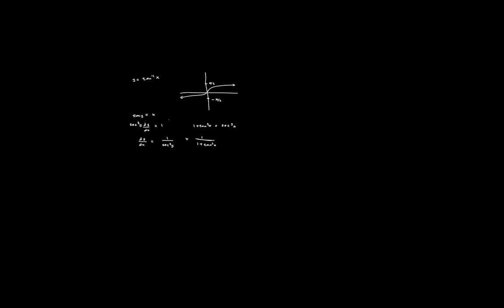And then, eerily similar to before, we can use this equality and rewrite this as 1 over 1 plus x squared. And so that is equal to d over dx of tan inverse of x.